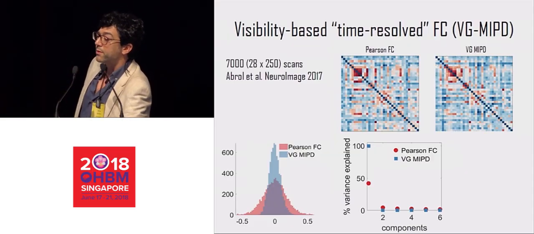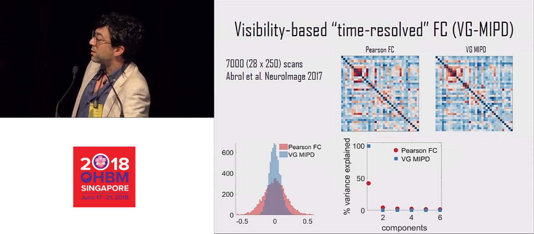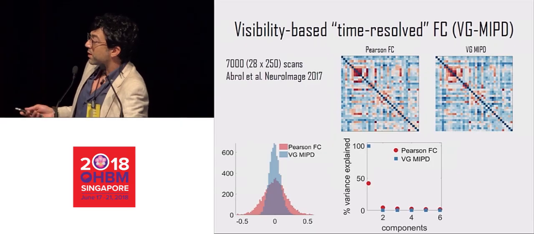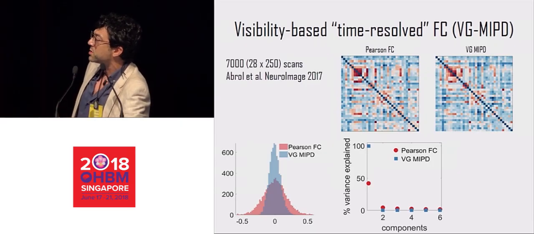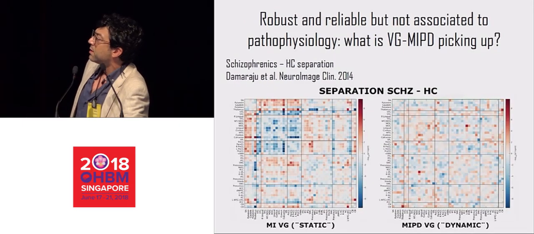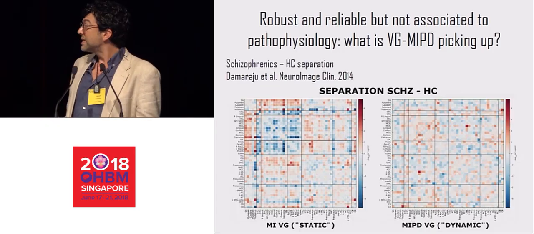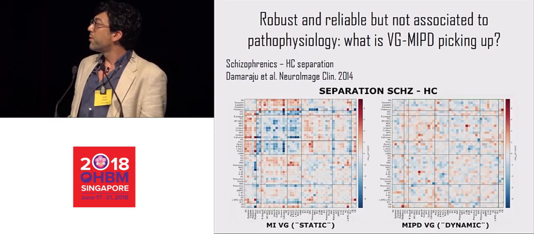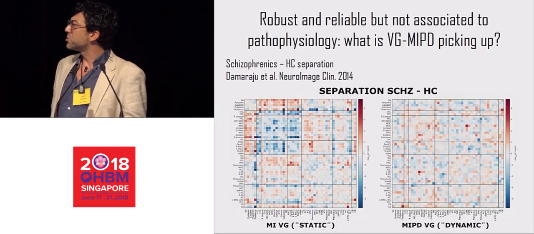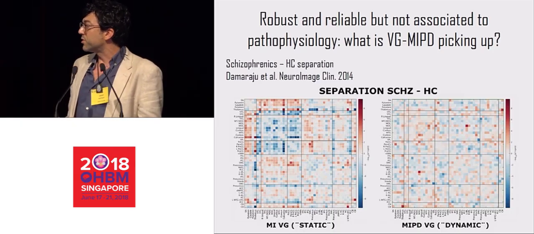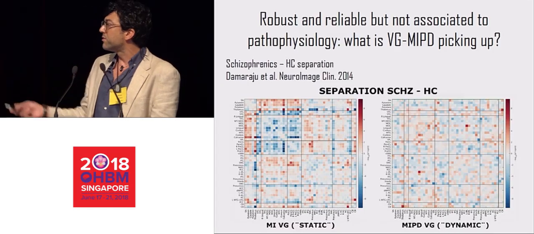Now, to check whether there was some ability of separating clinical features, we used another data set from Vince's lab, in which they showed that dynamic functional connectivity was better able to separate schizophrenic patients and healthy controls. While for the static mutual information visibility graphs we reproduce the pattern of separability between schizophrenic and healthy controls, we don't reproduce it with the dynamic version, despite the fact that it's very reliable across subjects.